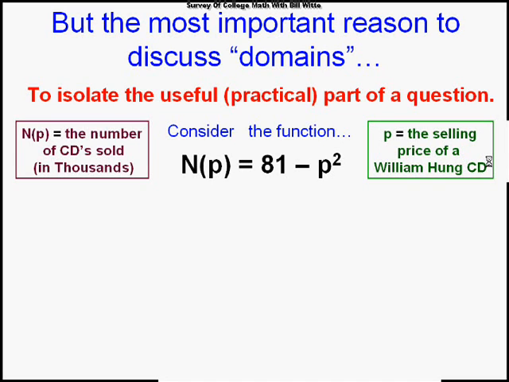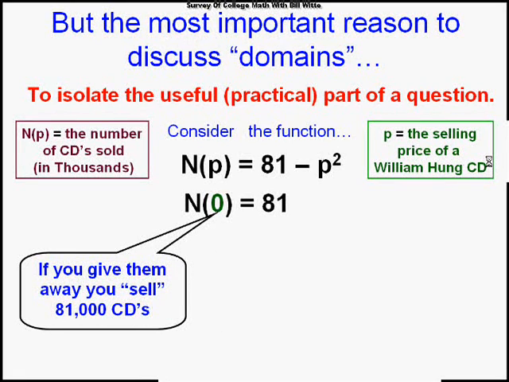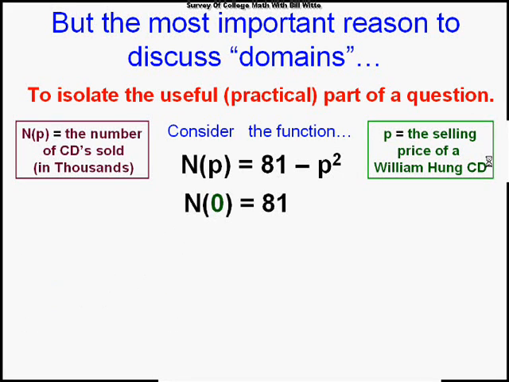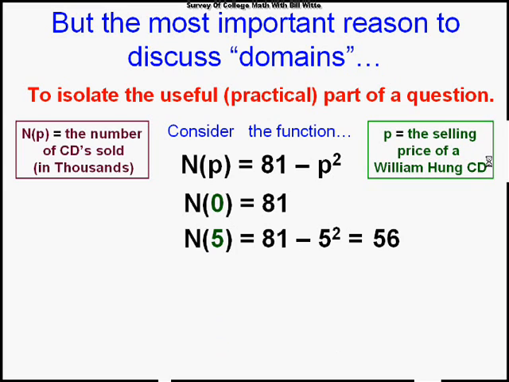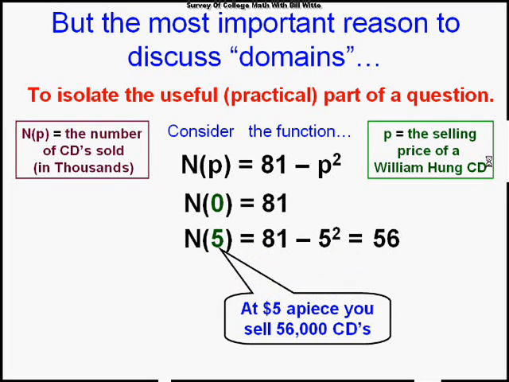Now let's think. If we put in 0 for p, in other words, if the price is 0, you're giving it away. This is in thousands, so the function is going to report 81. We're going to give away 81,000 CDs. Okay, I can believe that. Now, as soon as we raise the price to $5, the function is going to return 81 minus 5 squared, or 81 minus 25, or 56,000 CDs. We're going to sell less because we raised the price, aren't we?